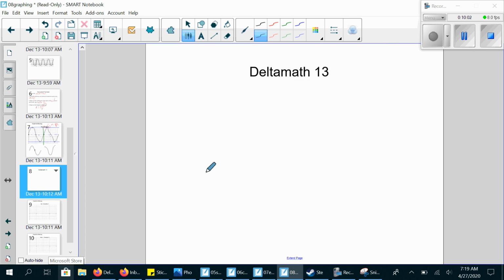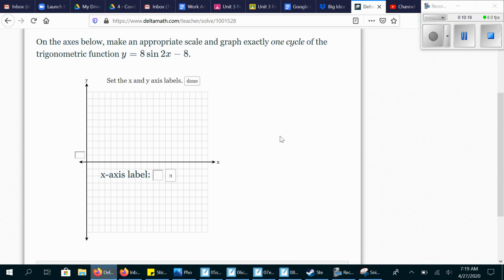All right, guys, you have a Delta Math 13 where you're going to practice drawing trig graphs. I'm going to do one Delta Math with you quickly because I think the formatting is a little bit of a pain to figure out on your own. So if we look at this Delta Math problem, it says on the axes below, make an appropriate scale and graph exactly one cycle of the trig function y equals 8 sine 2x minus 8.